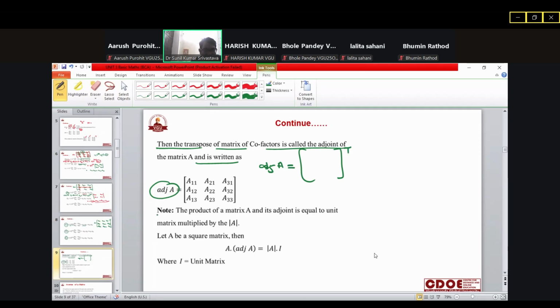Again, we have a property written in the form of a note. The product of a matrix A and its adjoint is equal to the unit matrix multiplied by the determinant of the matrix A. Suppose we have a matrix A and we multiply the matrix by the adjoint of the given matrix, A times adjoint of A is equal to the determinant multiplied by the identity matrix. Identity matrix, that is the unit matrix.